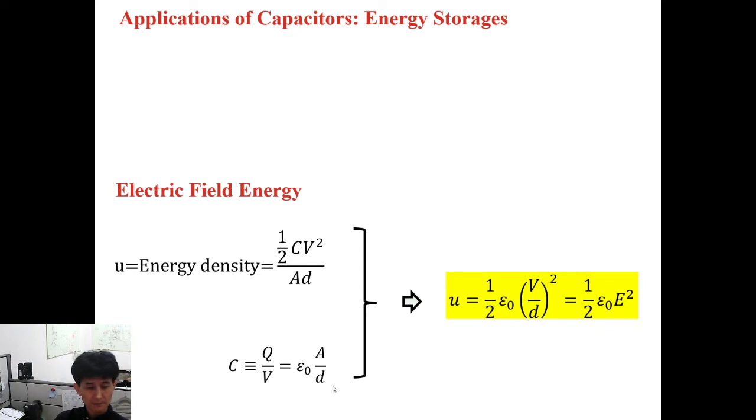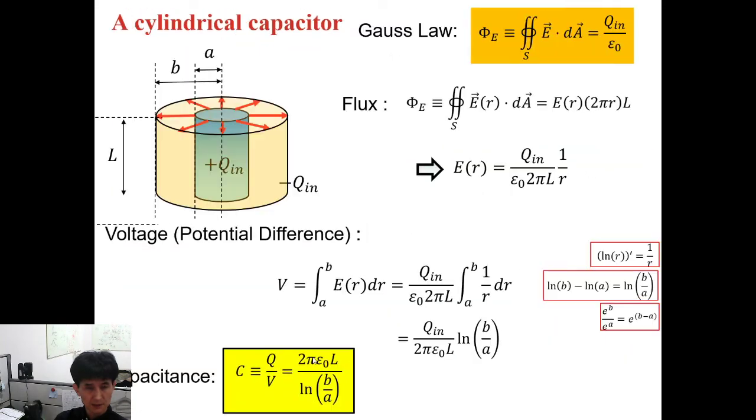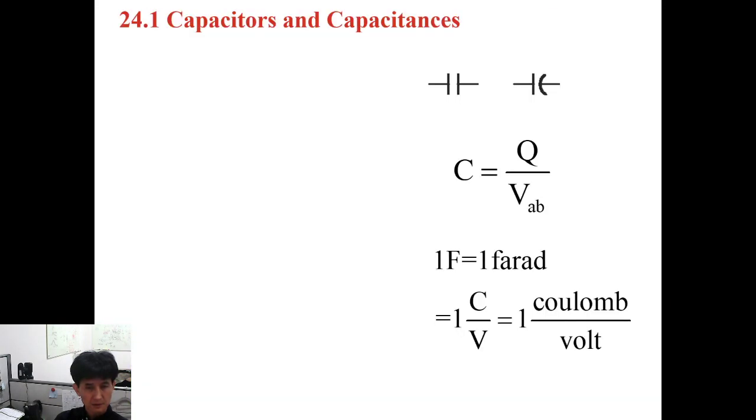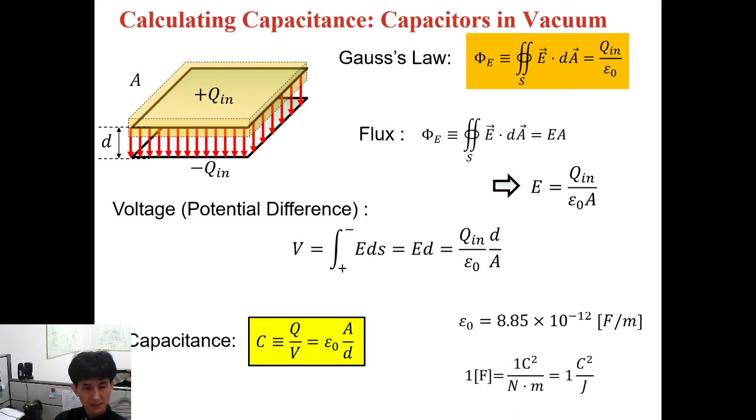And for a parallel plate, C is defined by its definition Q over V, and that is epsilon 0 A over D. We have already calculated this. For a parallel plate, C is epsilon 0 times A over D. Because when we calculate voltage, it is Q over epsilon 0 times D over A. So by replacing voltage here with this, Q cancels out, and we have epsilon 0 A over D.